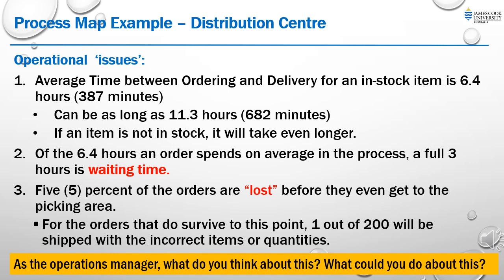5% of the orders are lost before they even get to the picking area. For the orders that do survive to this point, 1 out of 200 will be shipped with the incorrect item or quantity. So, as an operations manager, is this correct, or how can we improve this? So you can see that by visualizing the process, we managed to identify these issues that we can solve.